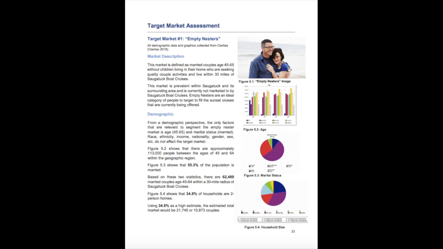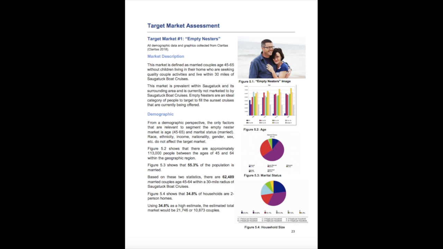The target market I chose is married couples age 45 to 65 who live within 30 miles of Saugatuck and are looking for date activities. We decided to term this group of people empty nesters. After researching the area, it was discovered that there are approximately 11,000 couples that fit this market description within 30 miles of Saugatuck. So definitely it is a good market to go after.